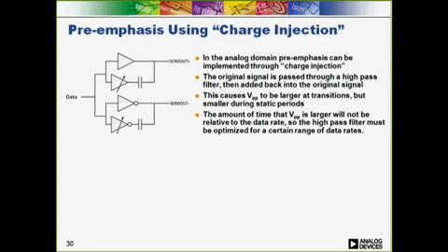One method for implementing pre-emphasis is called charge injection. Charge injection is a purely analog process where the signal is passed through a high-pass filter and the resulting signal is added onto the original signal. The resulting signal has a higher amplitude during high-frequency transitions. This is a relatively low-power solution, but is not adaptable to the lane rate. The filter must be optimized for a specific operating frequency range in order to be most effective.